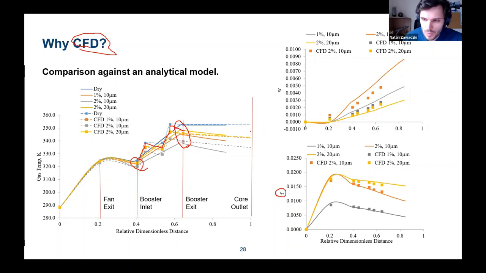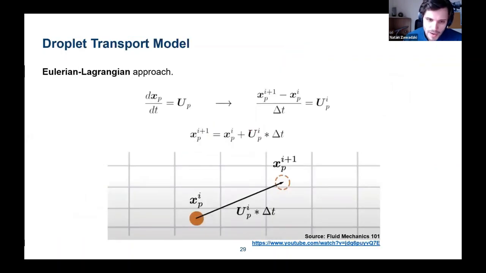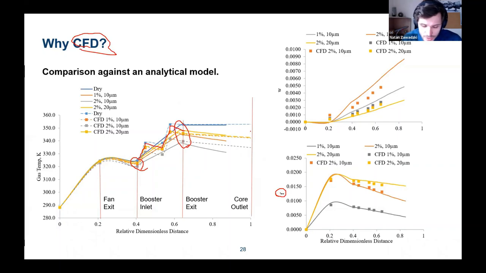And in our case, because we wanted to understand what is the impact on compressor efficiency, we needed to go into the details and look at the compressor losses and do a thorough entropy analysis, which cannot be easily described with an analytical model.